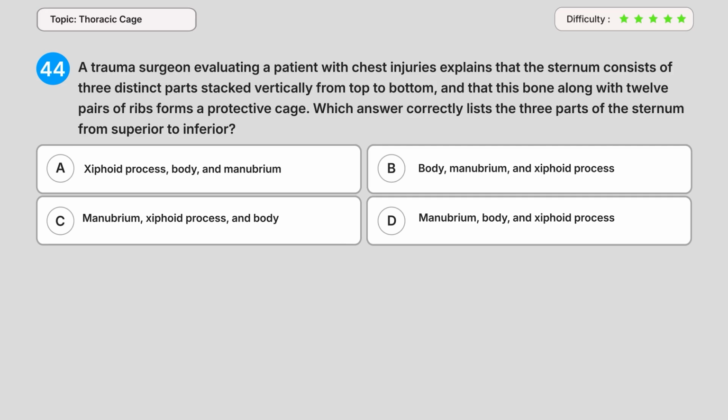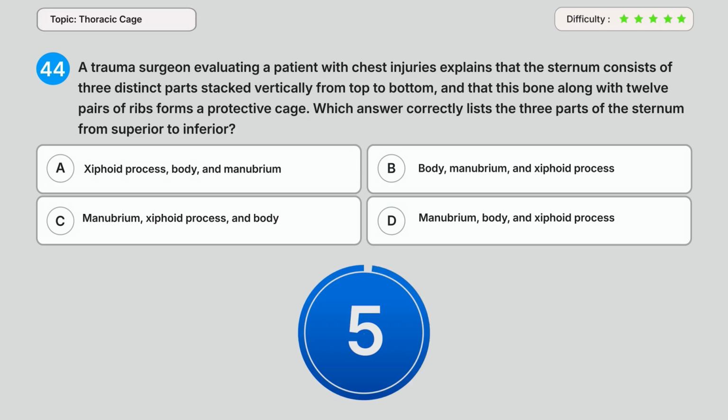A. Xiphoid process, body and manubrium. B. Body, manubrium and xiphoid process. C. Manubrium, xiphoid process and body. D. Manubrium, body and xiphoid process. What do you think is the answer?